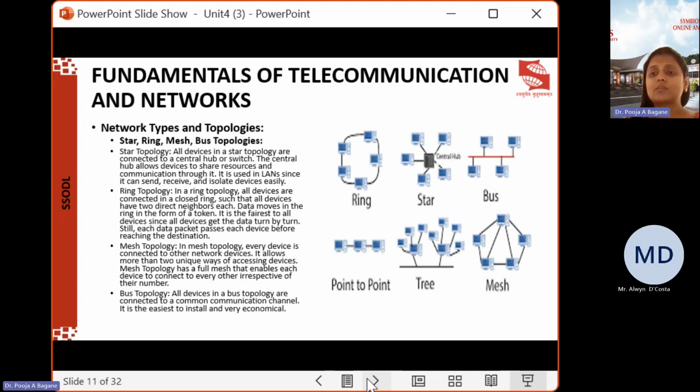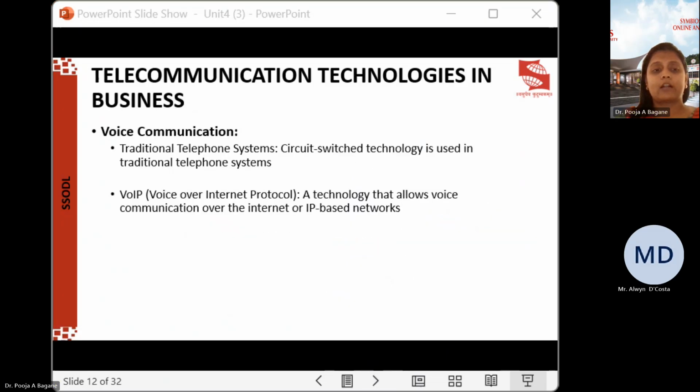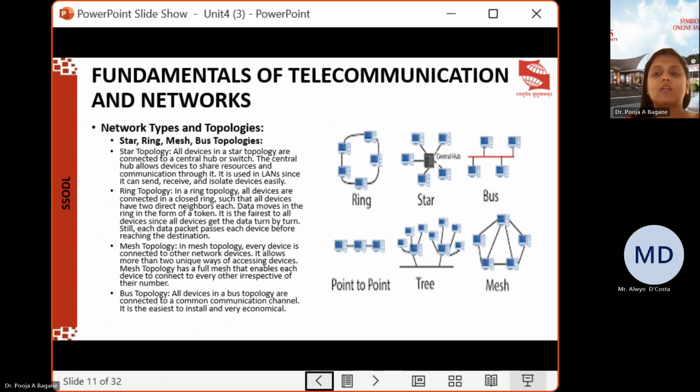Now we are going to discuss the topologies. Topology means in which way the particular computers are connected to each other. That design method, that design way, is called a topology.